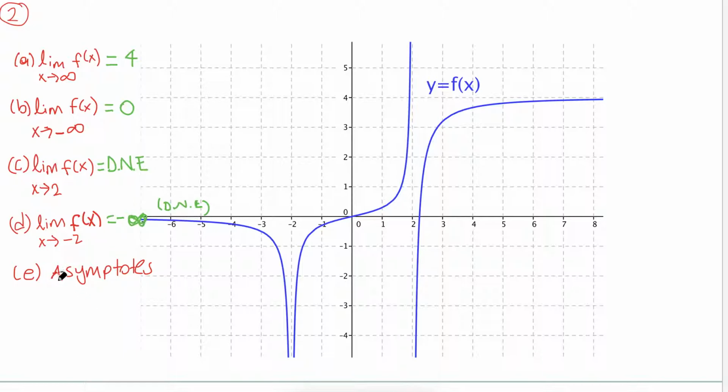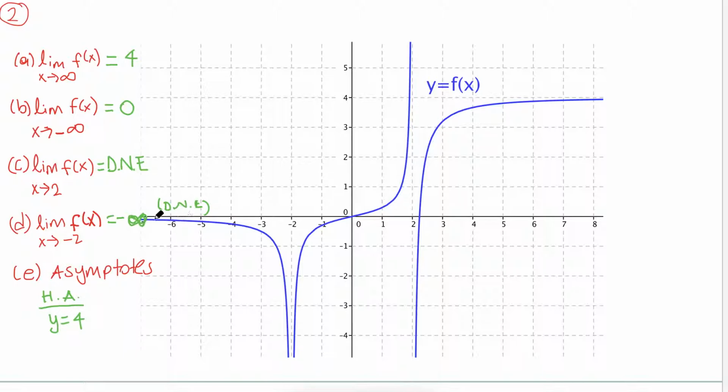Okay. So finally, we're looking for the asymptotes. Let's take a look at the horizontal asymptotes first. We can have at most 2 horizontal asymptotes, on the right side and the left side. On the right side, I see that y values are approaching 4, which is supported by the fact that the limit as x goes to infinity is 4. So we have a horizontal asymptote at y equals 4.